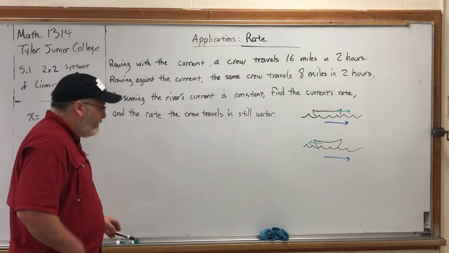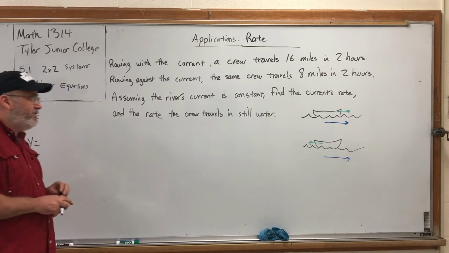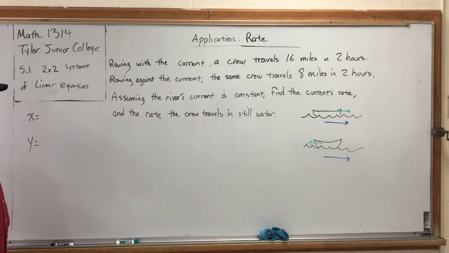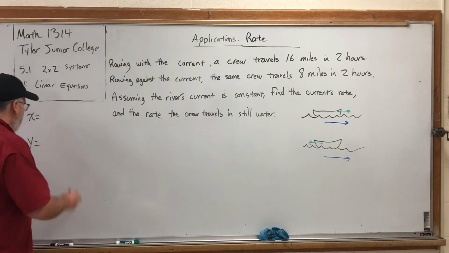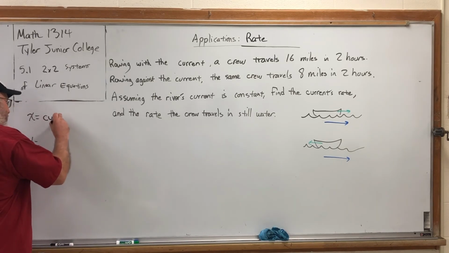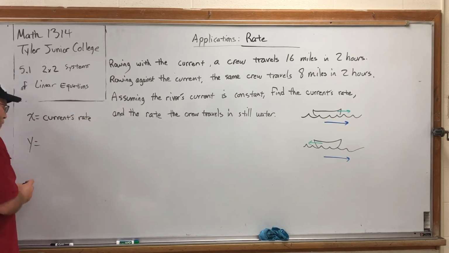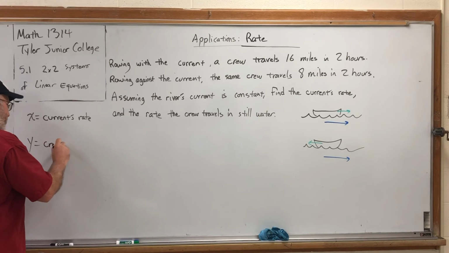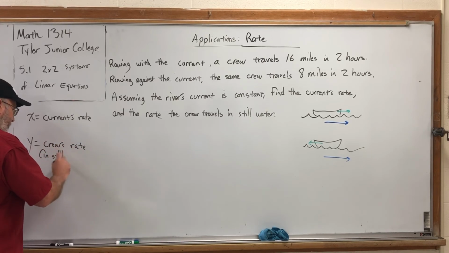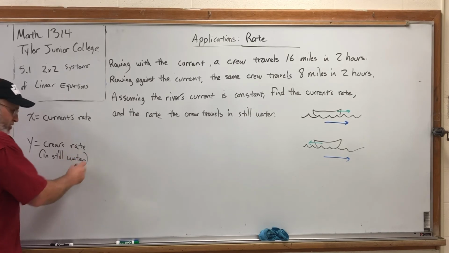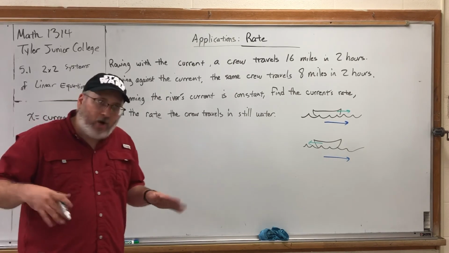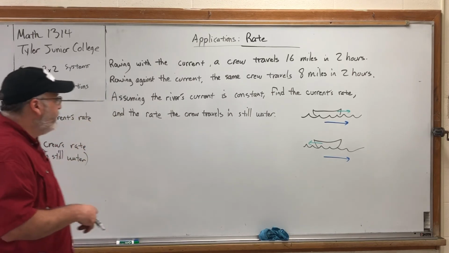So what are the two things we need to know to attack this? Well, first let's identify the variables, which are clearly defined by the question. Find the current's rate and the rate the crew travels in still water. We'll let x be the current's rate, how fast the current is moving, and we'll let y be the crew's rate in still water. If the water were just sitting and not moving at all, not working with them or against them.